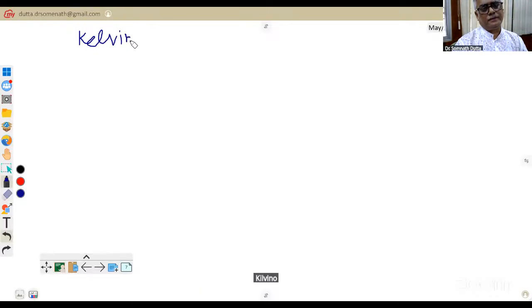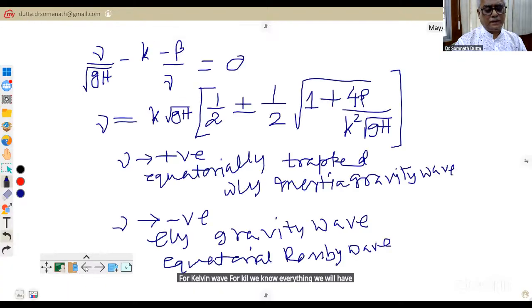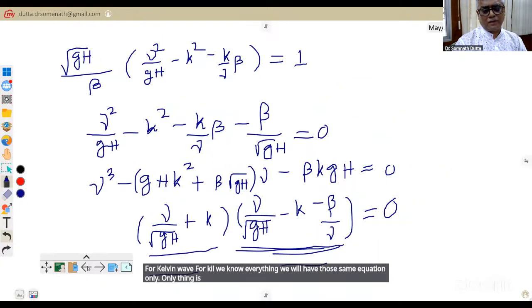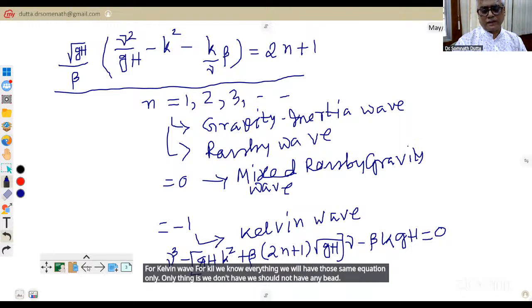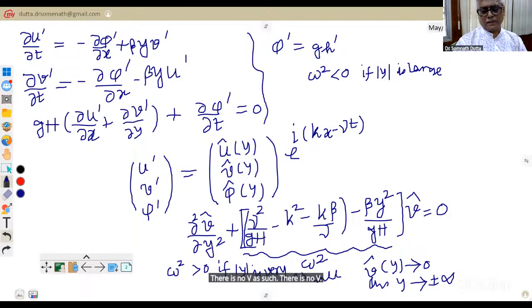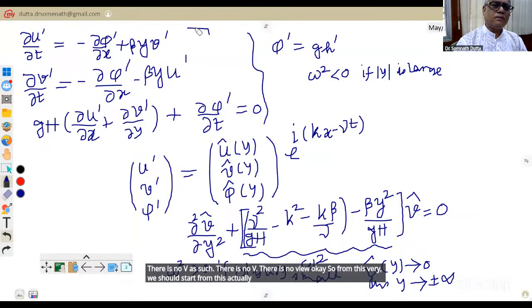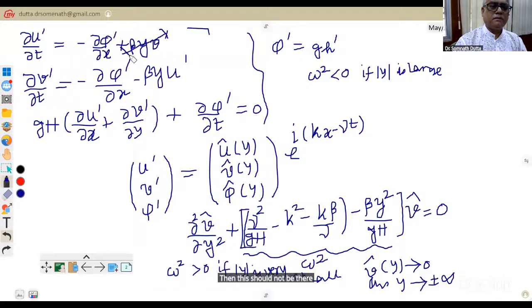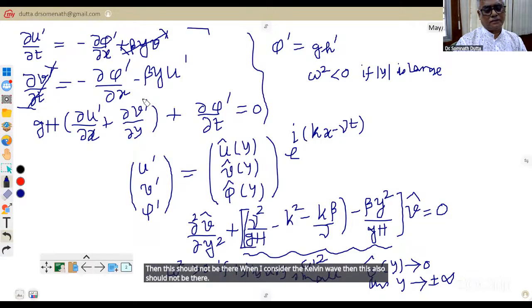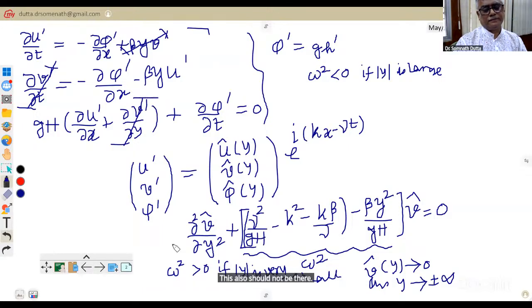For Kelvin wave, we will have those same equations only. Only thing is we should not have any V. There is no V as such. So we should start from this actually. When I consider the Kelvin wave, then this should not be there, this also should not be there, because it is along the equator only, no meridional perturbations.